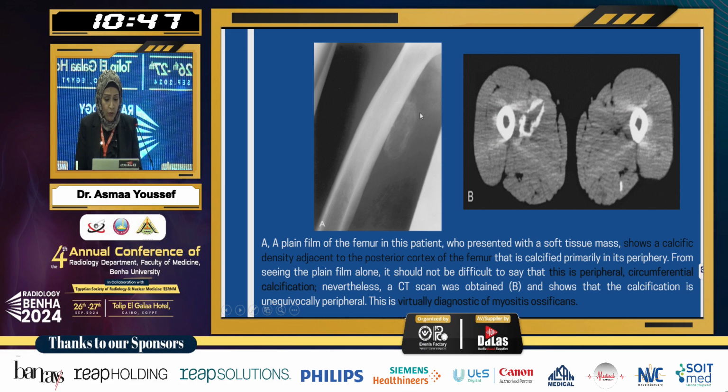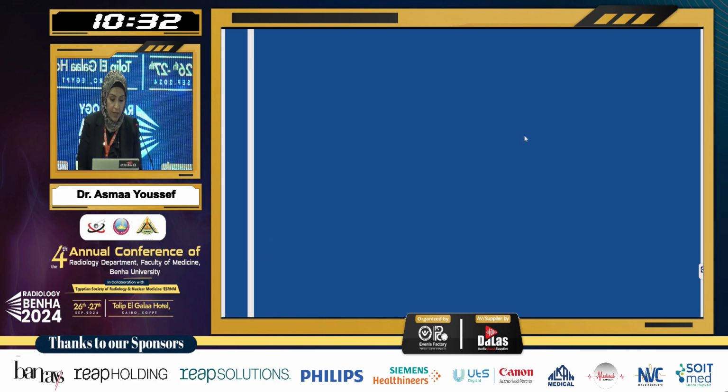This plain film of the femur in a patient shows a calcific density adjacent to the posterior cortex of the femur. It is calcified primarily in its periphery. CT was also obtained and showed that the calcification is unequivocally peripheral, and this is visually diagnostic of myositis ossificans.